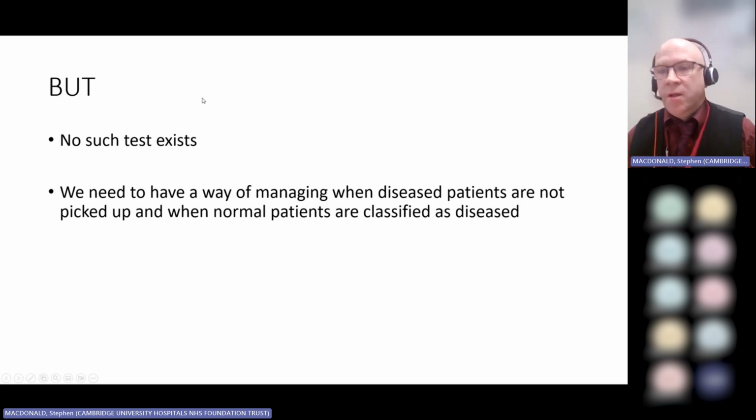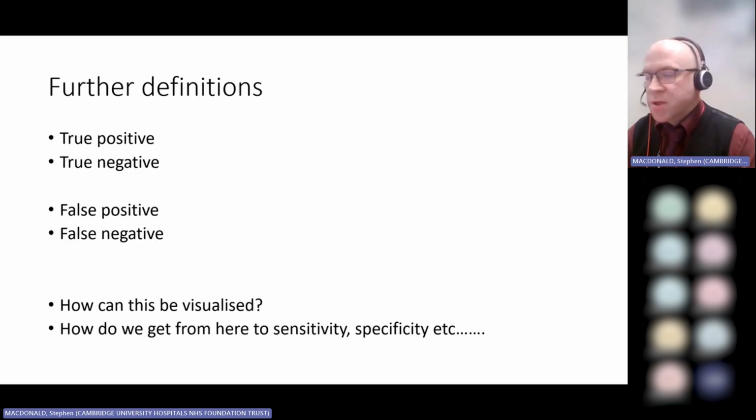And invariably, there is an overlap of the population. And we will see patients who are completely normal, as we saw in the cancer example, who give positive results. And we see people with the disease who will give negative results. So we need a way of managing when these disease patients and normal patients are misclassified. And that's where we get these metrics that I've already touched upon briefly.